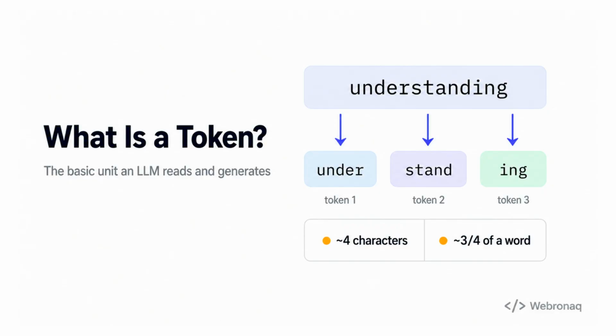Here is a concrete example. Take the word understanding. A model does not see that as one unit. It breaks it into 3 tokens: under, stand, and ing. Why not use individual letters? Because that makes sequences way too long and expensive to process. Why not whole words? Because you would need a vocabulary of hundreds of thousands of entries, and rare words or typos would completely break it. Subword tokens hit the sweet spot. Next, let us look at how tokens actually flow into and out of the model.